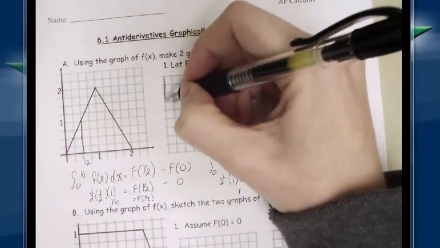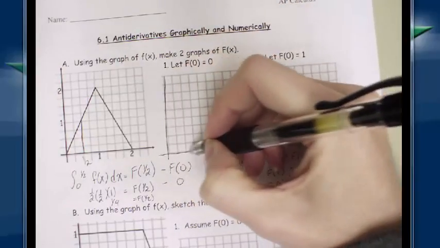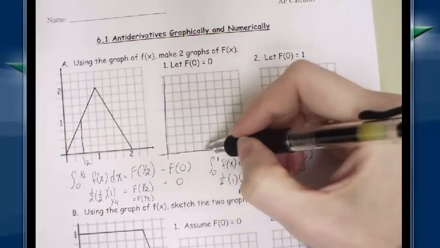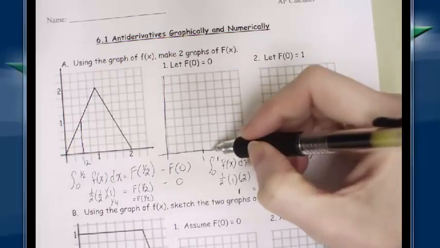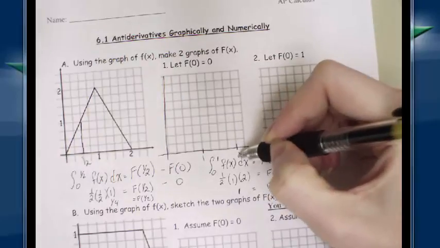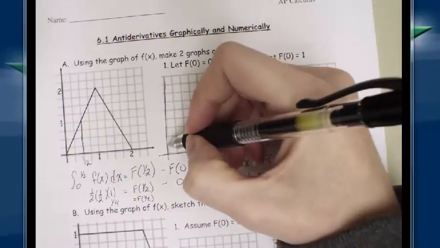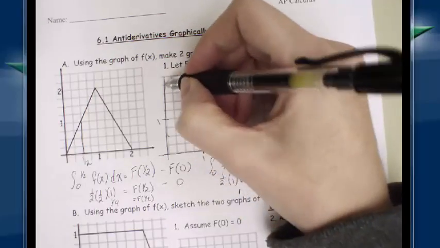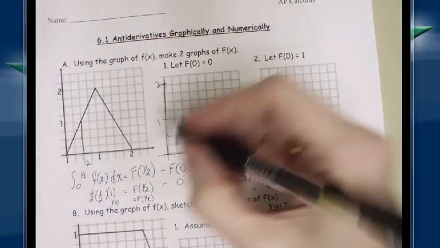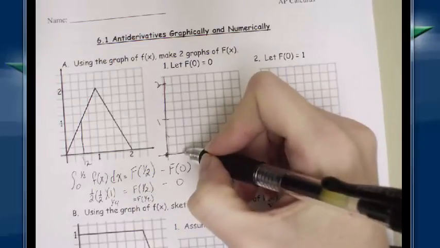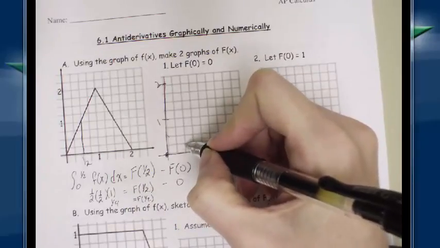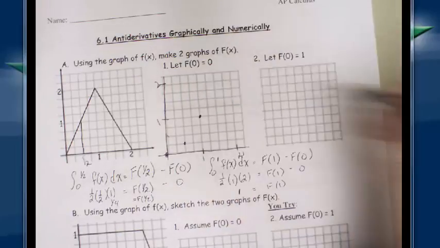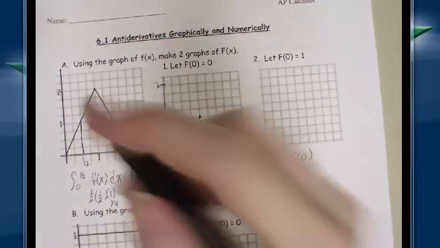Alrighty, let's start to make this happen. Got a nice little axis here. I'm going to go the same amount out. 1, 2, 3, 4. There's 1. And there's 2. So we start with our first point of 0, 0, which we knew, 1 half, 1 fourth, 1, 1.